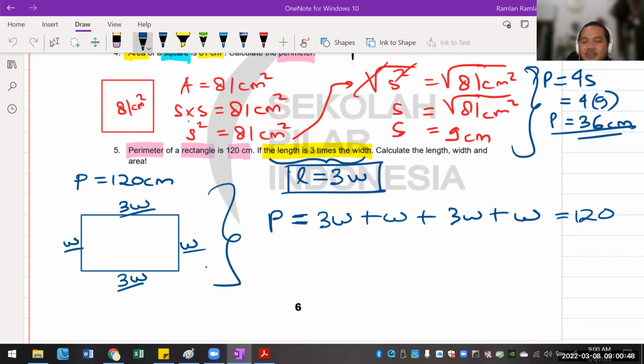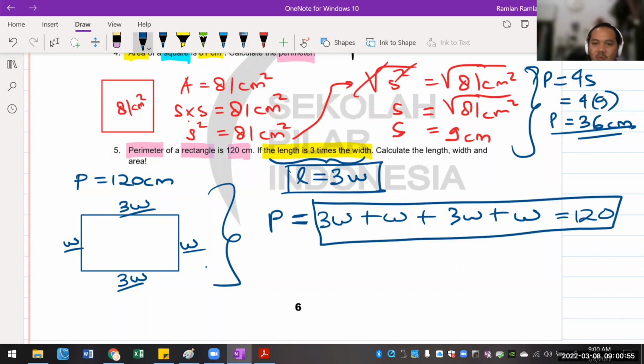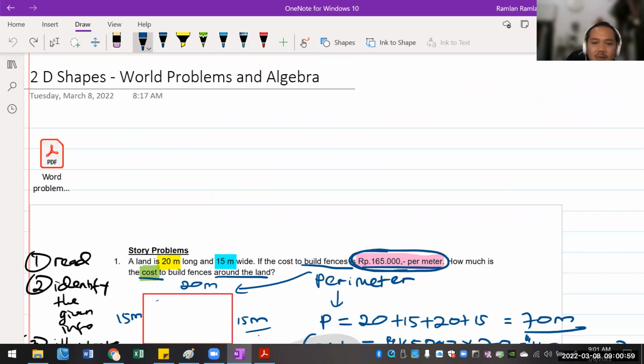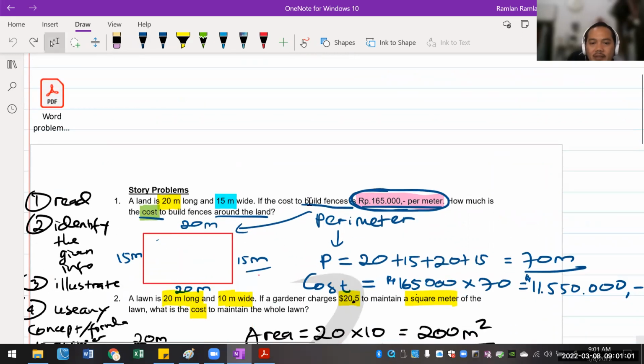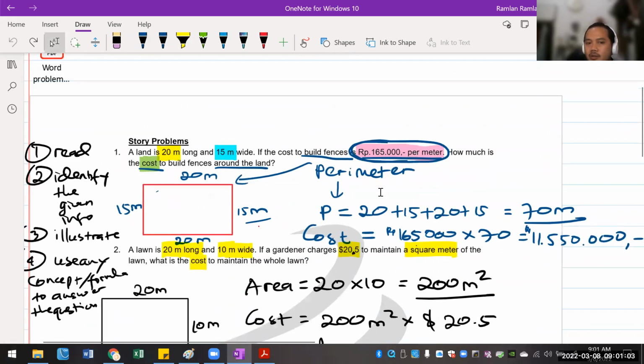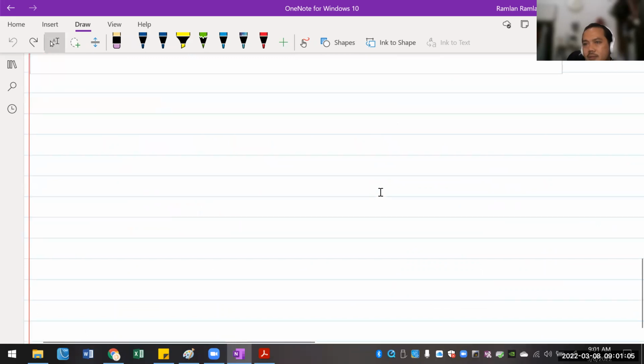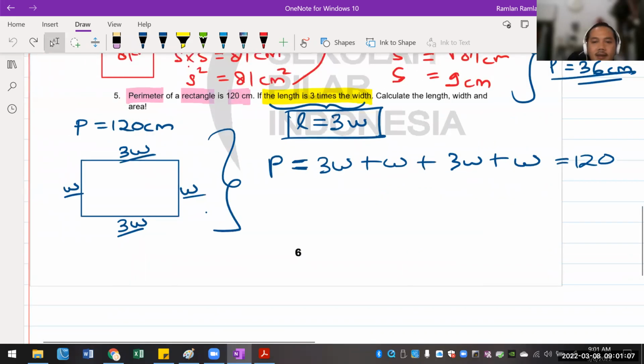Okay, let's go to the next one. So we have that as an equation, right? This is an equation, with one variable. So we can use that to find the value of W. Who should I ask? Bunga first. How do you think we're going to solve for W with this equation that I highlighted in yellow? What should we do first?